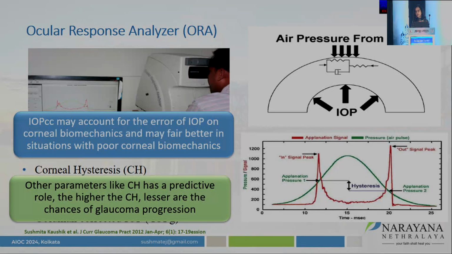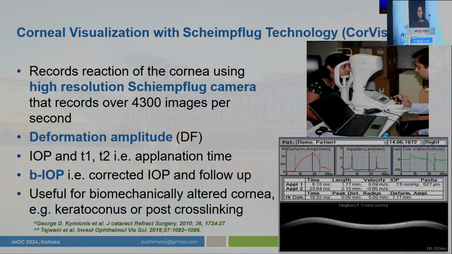And also parameters like hysteresis give us an idea. The lower the hysteresis, the larger are the chances of glaucoma progression.